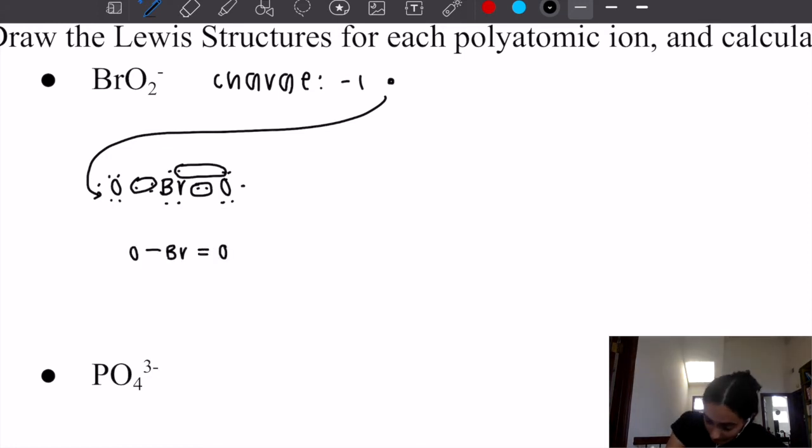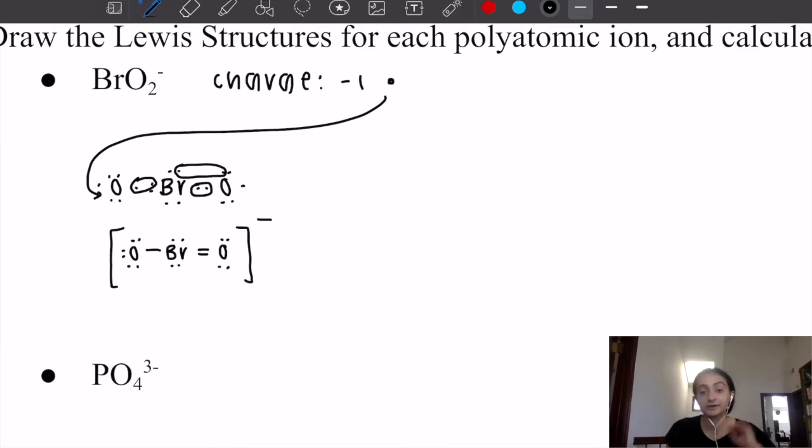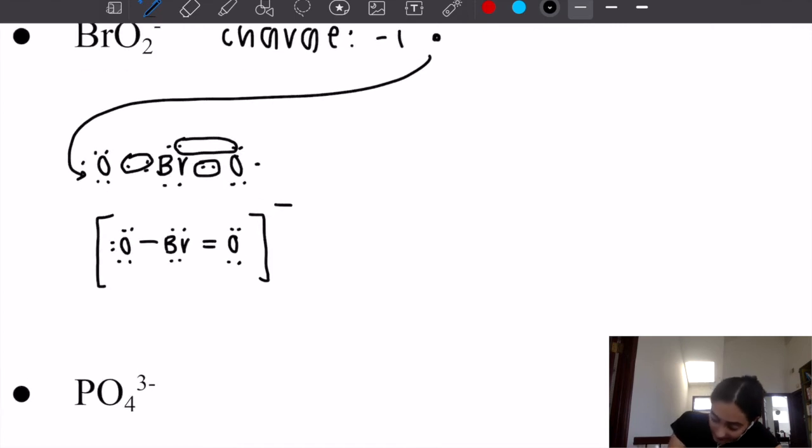So we have 3 lone pairs on this oxygen, 2 on the bromine, and 2 on the other oxygen. And now the next step of drawing a polyatomic ion is putting brackets around it and writing the charge on the top. Now we're going to calculate the formal charge because we're not done drawing it yet. So with the formal charge, these 2 oxygens are going to have different formal charges because they have different numbers of shared and unshared electrons. So I'm going to label one of them A and one of them B. I'm going to write the formal charge over here.